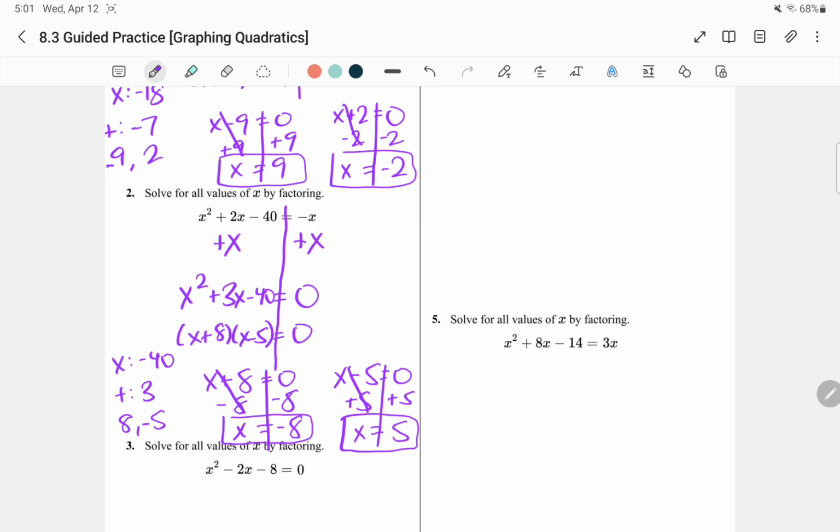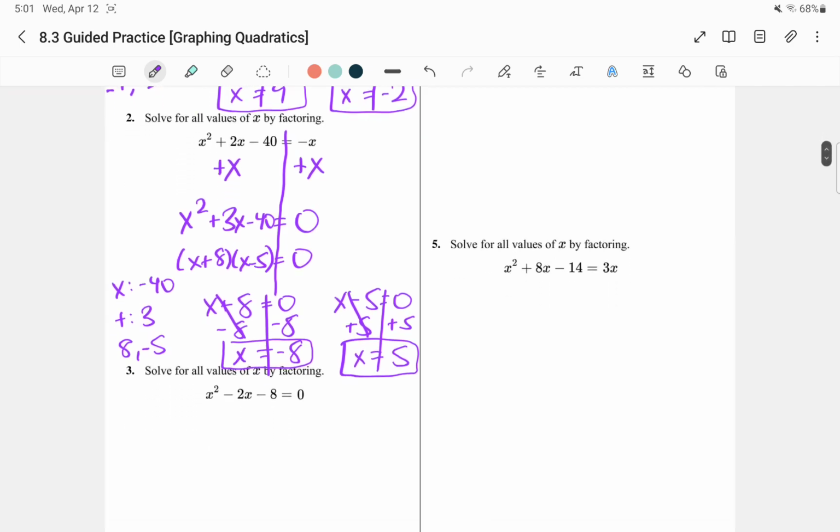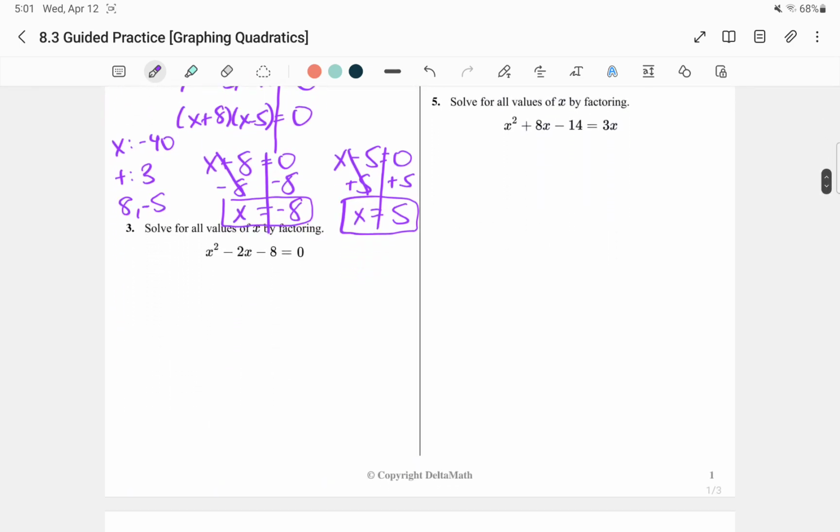All right, just to speed things up a little bit, I'm going to just show the answer for the rest of them. So go ahead and pause and do 3, 4, and 5 by yourself. And I'm going to show the answers a little bit faster. All right. This one's already equals 0, so we don't have to move anything.